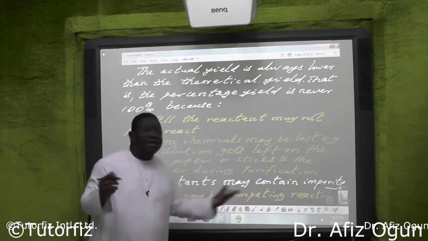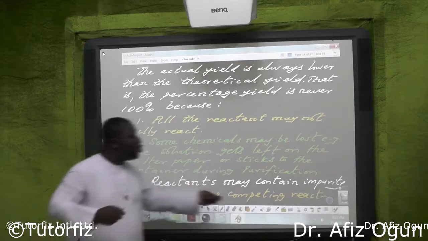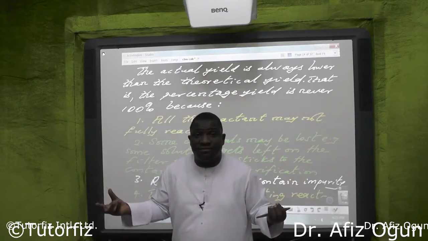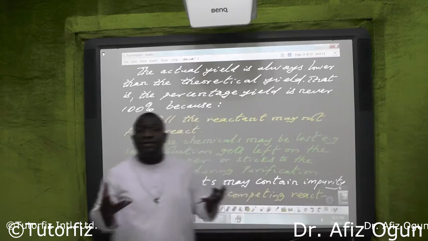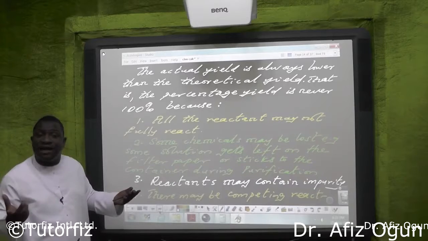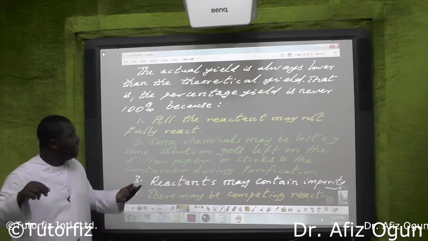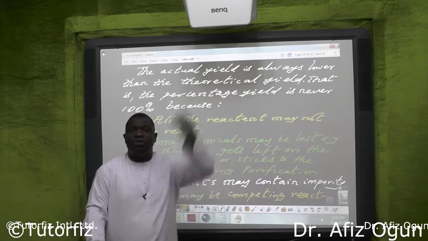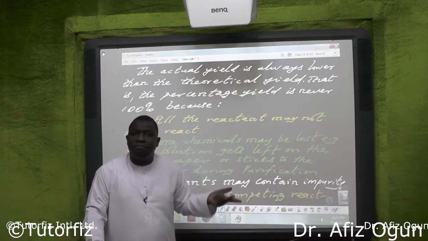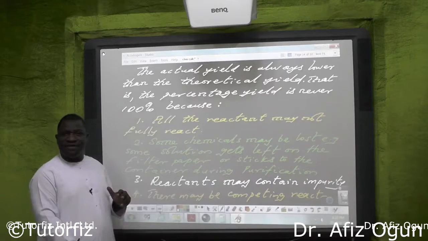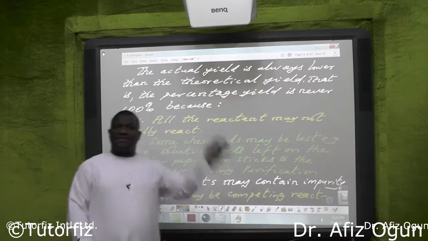And reactants may contain impurities, as I've told you. There may also be some competing reactions. Some reactions may be competing within your reactant. If you have impurity there, and some of those impurities react, maybe you have raw material A plus raw material B to give you product C plus D. Raw material A has an impurity which can also react with raw material B.